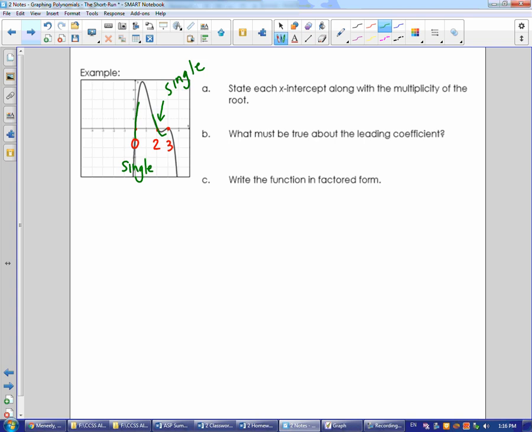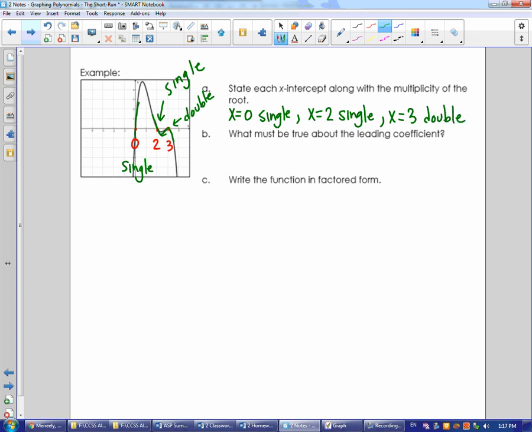The last point, however, I can see my graph was increasing, and then it starts to decrease after it passes 3. That means it is a turning point, which indicates that it is a double root. So if I put the x-intercepts together, I would say that x equals 0 is a single root. I would say that x equals 2 is a single root. And I would say that x equals 3 is a double root.